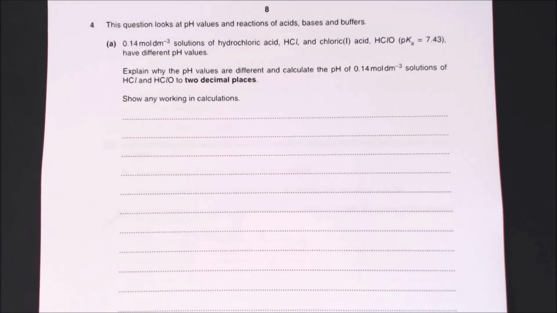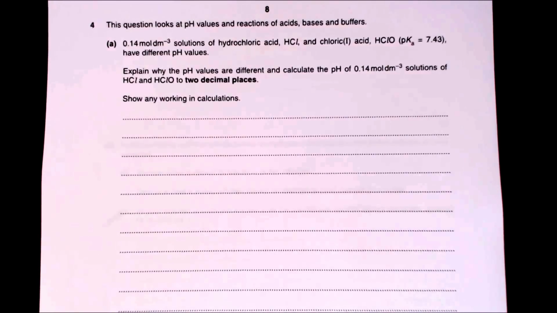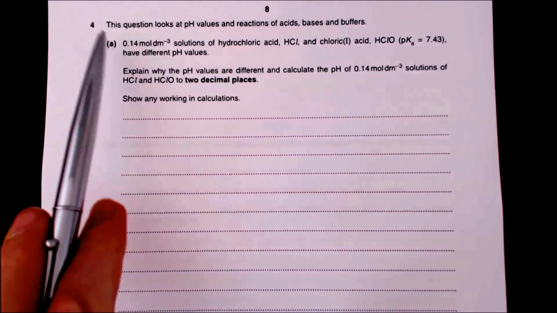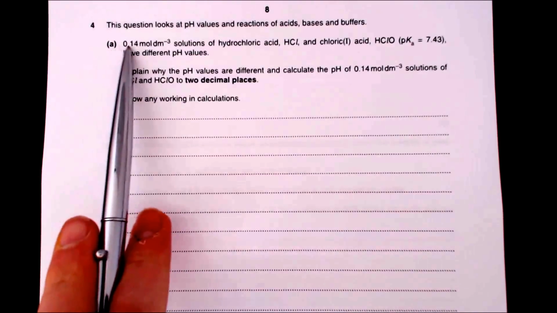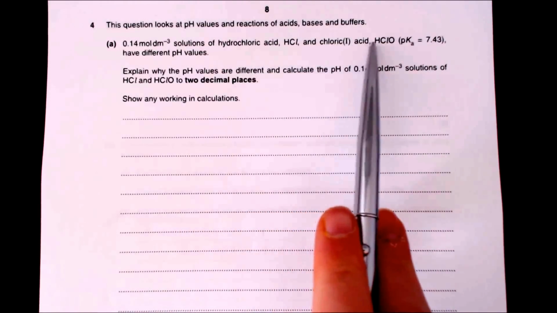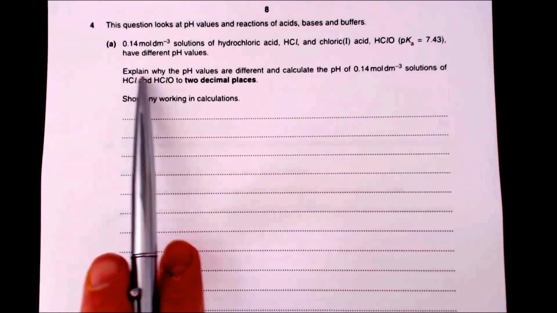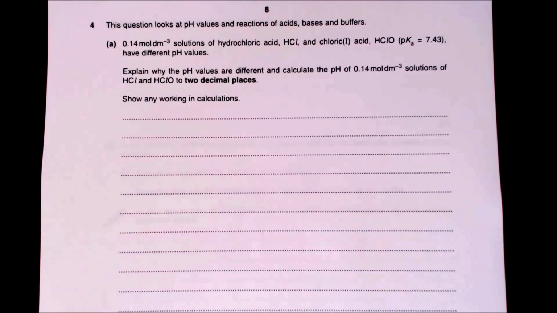Okay, so this is question 4, and this is a massive question. There's 22 marks in total for it, so plenty of marks up for grabs. So we'll start with this question here. It says this question looks at pH values and reactions of acids, bases, and buffers. 0.14 moles per dm cubed solutions of hydrochloric acid HCl and chloric(I) acid HClO with a pKa of 7.43 have different pH values. Explain why the pH values are different and calculate the pH of 0.14 moles per dm cubed solutions of HCl and HClO to 2 decimal places. Show any working in calculation.